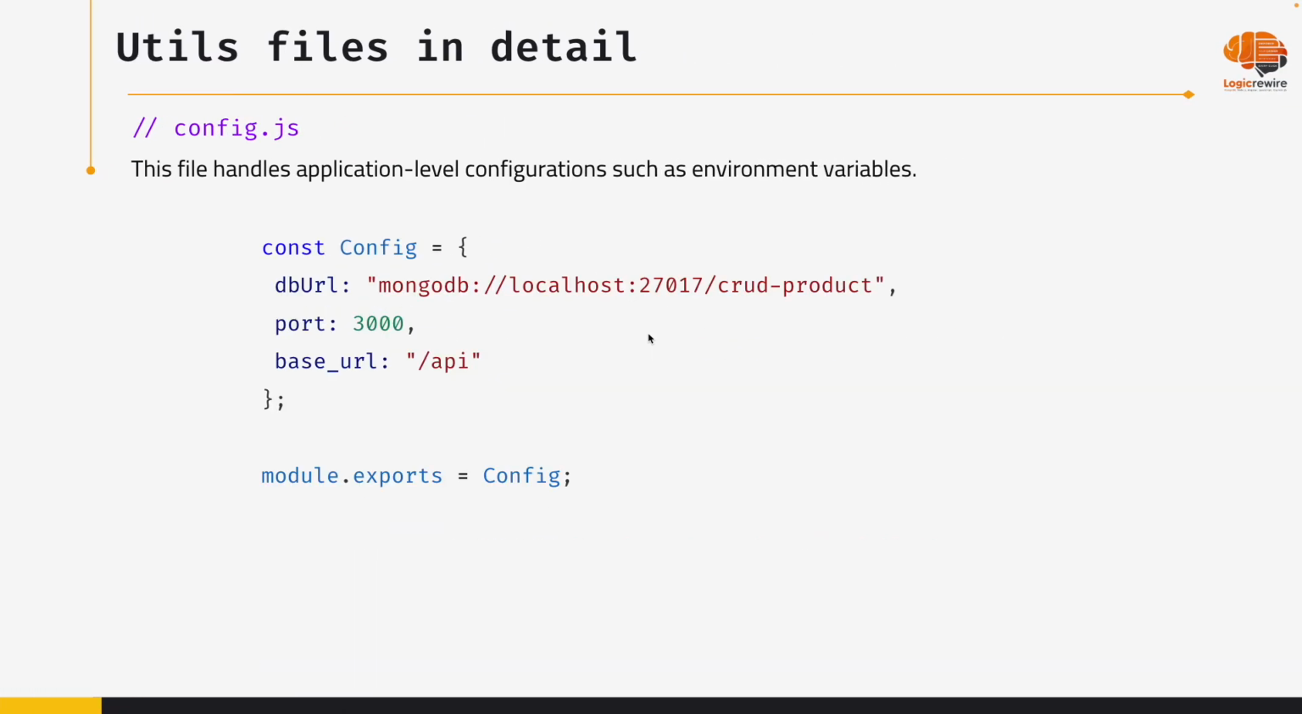Okay. Next is config. Config is nothing but whatever configuration things are there in your project, like either the MongoDB configuration, the port configuration, or the base URL. So all the configuration we have to keep in one place. Okay. Not in the constant file. Okay. Keep it in one place.